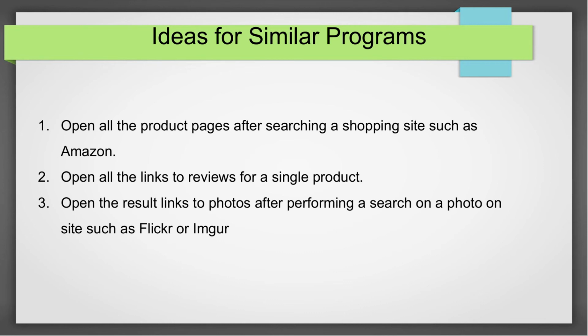Ideas for similar programs. The benefit of automated tabbed browsing is that you can easily open links in new tabs to peruse later. A program that automatically opens several links at once can be a nice shortcut to do the following. Open all the product pages after searching a shopping site such as Amazon. Open all the links to reviews for a single product. Open the result links to photos after performing a search on a photo site. You can try to develop Python code for the same.